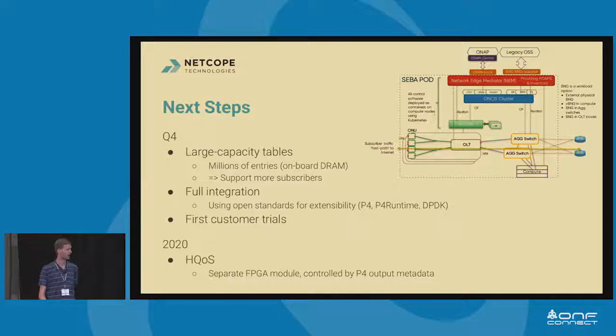In the next year, HQoS is a major feature that FPGA also can help with. In our case, since P4 doesn't support traffic management specification, we will basically go the same way as already in the code. So it will be a separate FPGA module connected after the P4 pipeline, and it will be controlled by the metadata. So the P4 code will just say this is the queue number that this packet goes to, and the following module will just put the packet into the correct queue.